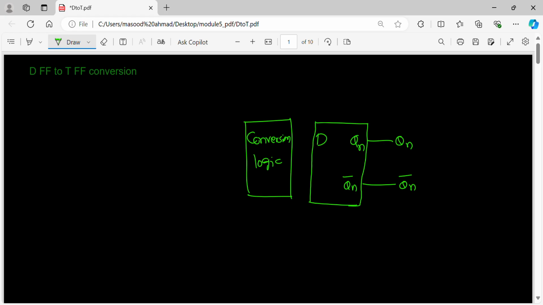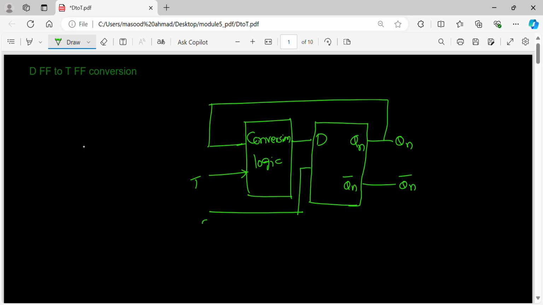Okay, so from this I'm going to get the D input. The inputs to the conversion logic are, one, the Qn, and the other one is the T input. So the whole process is to generate the T flip-flop. What is the input to the T flip-flop generally? Clock and T input.